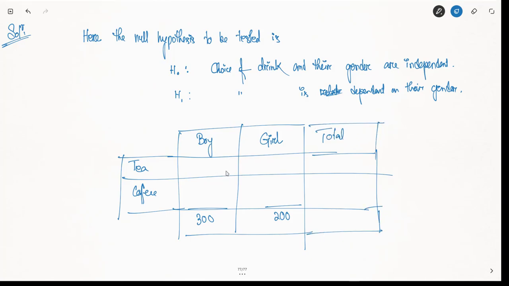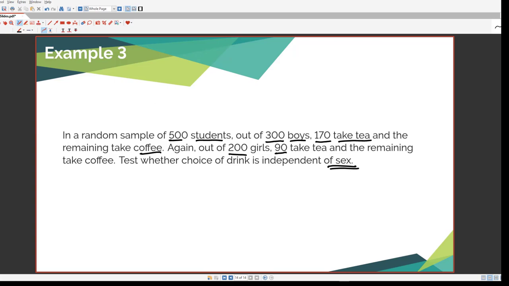Now in the question, it is given that out of these 300 boys, 170 prefer tea, right? So what is the remaining number? The remaining number is 130, which prefer coffee. And it is given that out of these 200 girls, 90 prefer tea, right? So what is the remaining number? 110 prefer coffee, right?